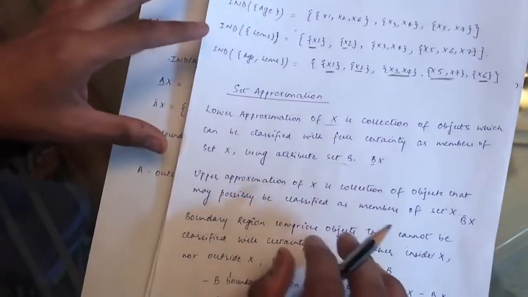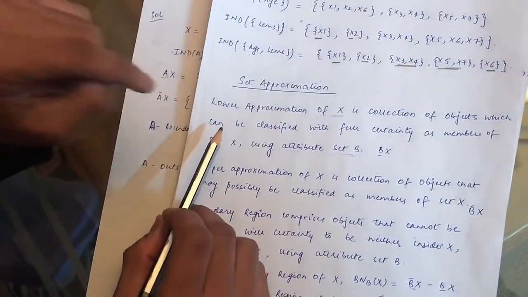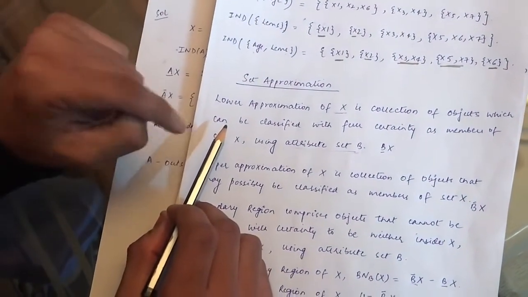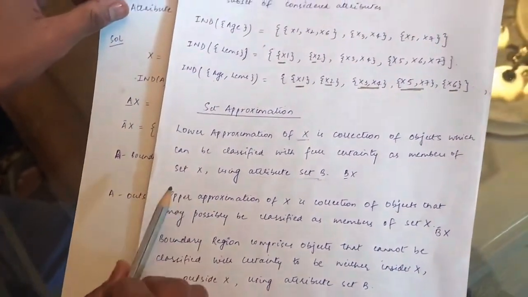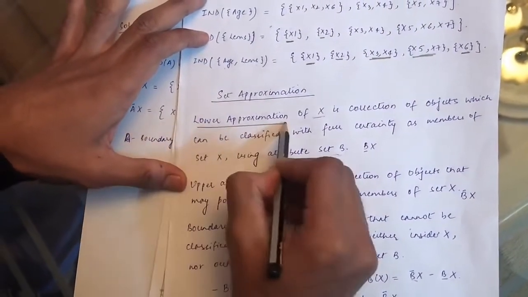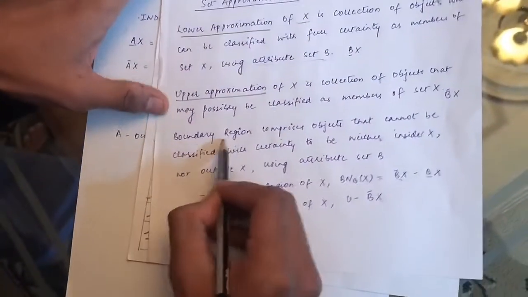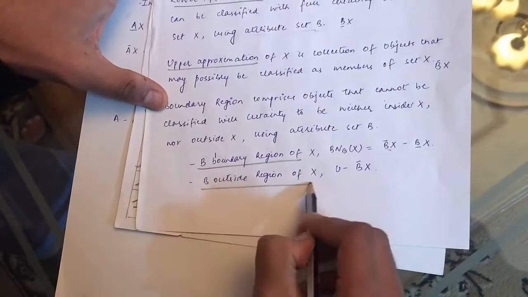Okay. So in set approximation, in the questions we'll be given a target set X and the attribute set B. Okay, so let us try to understand what set approximation is with the help of a question. Let us for now understand there are four approximations: lower approximation, upper approximation, and in boundary region we have two things: B boundary region of X and B outside region of X.